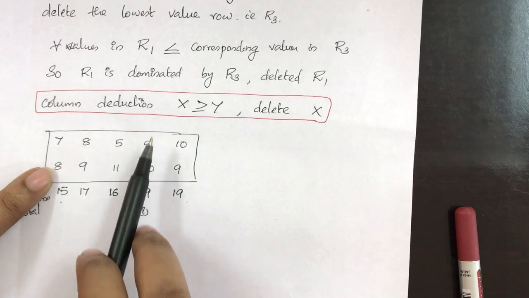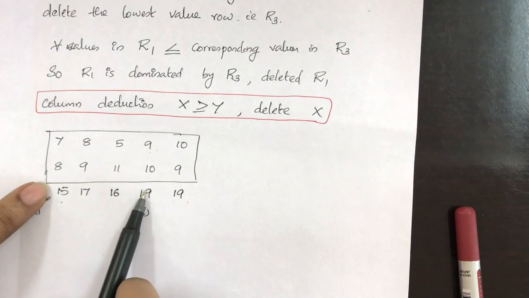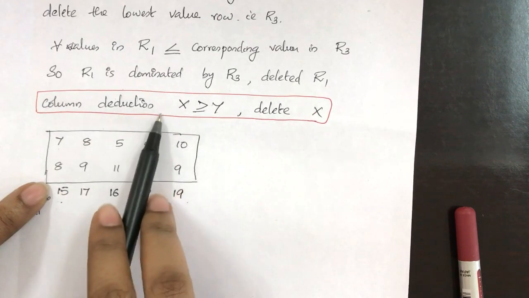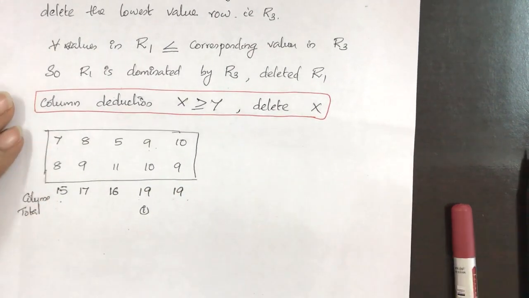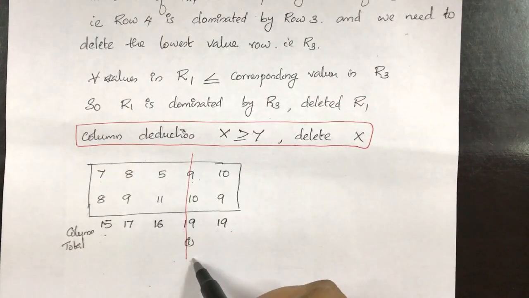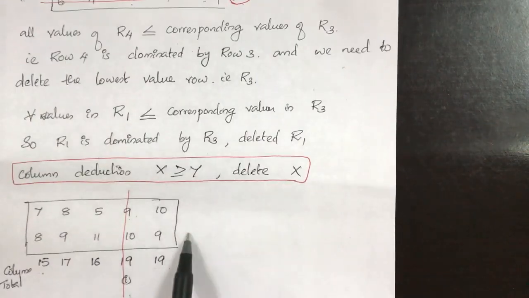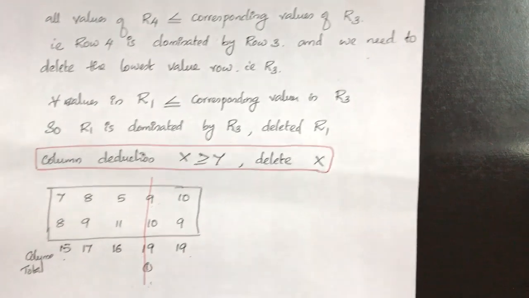7, 9, which is highest? Column 4 is highest. 8, 10, which is highest? Column 4. So the rule is we need to delete the highest column. So this can be deleted. So C4 is deleted. In a row we need to delete the lowest value row.